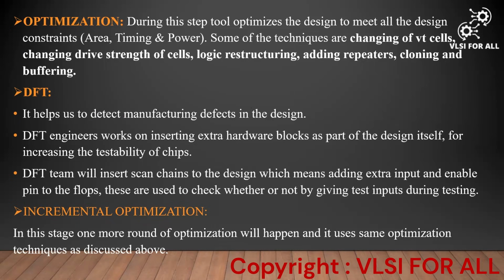After getting the gate-level netlist, the tool checks whether there is any possibility to optimize, for example changing of VT cells. In our circuit, we have combinational cells in the data path, like AND gates, OR gates, NAND, NOR, AOI, and OAI cells. All these kinds of cells will be in the combinational circuit. So the tool may change the VT cells, change the drive strength of those cells, or do logic restructuring, cloning, adding repeaters, and buffering.